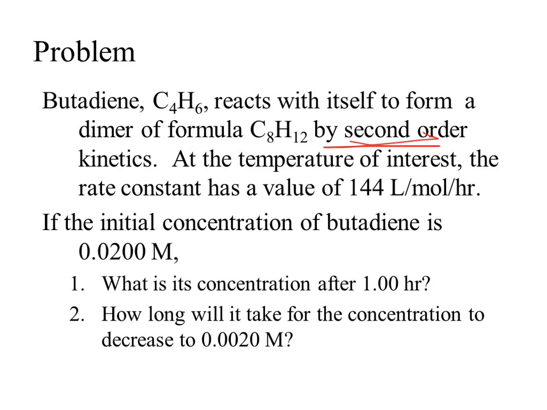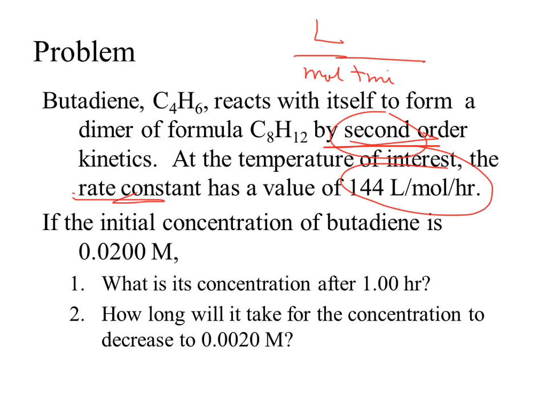They give us the k at this temperature. The rate law constant k at this temperature is 144 liters per mole per hour. Remember, we said that if it is second order, it's going to have units of liters per mole and time, also in the denominator. And that's what we have here. Okay, so it looks like the 0.0200 would be its initial concentration.